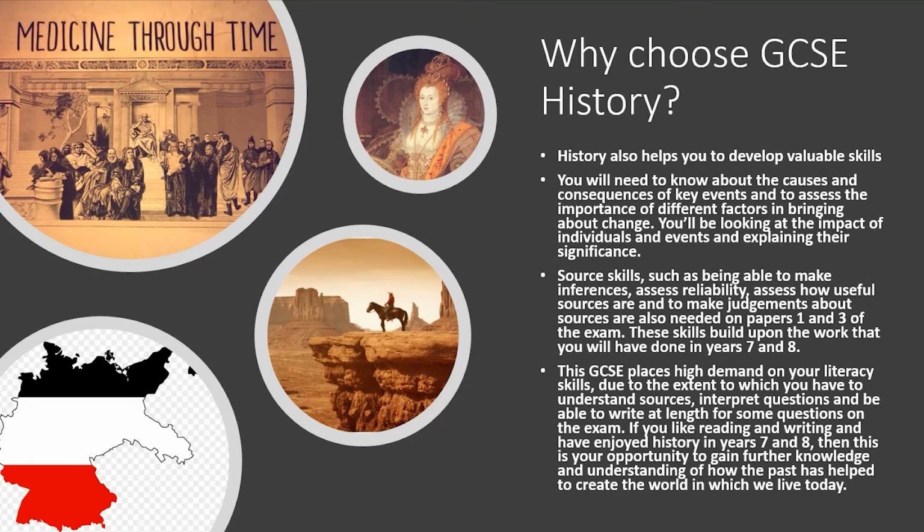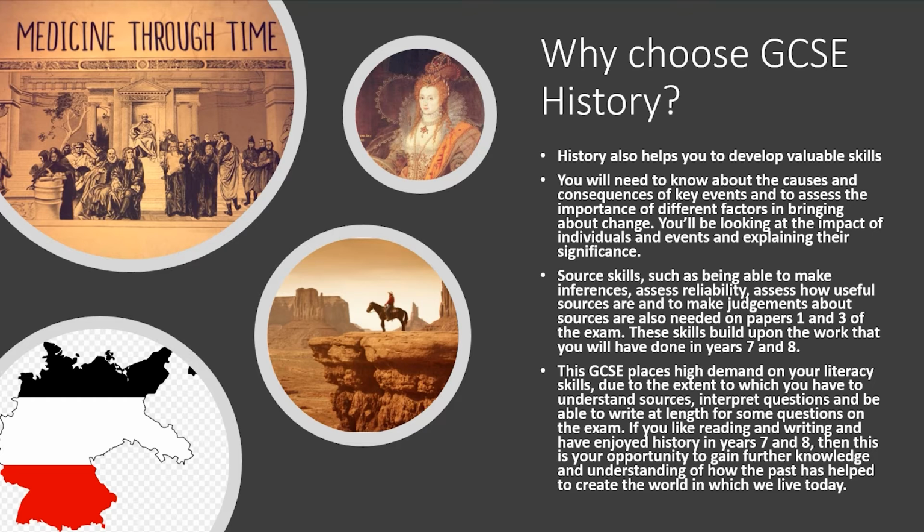So history, as I'm sure you're aware from the history that you've done in years 7 and 8, will help you to develop valuable skills. So you will be learning about the causes and consequences of key events. You'll be assessing the importance of different factors in bringing about change. You'll be looking at the work of individuals. You'll be looking at the significance of events.